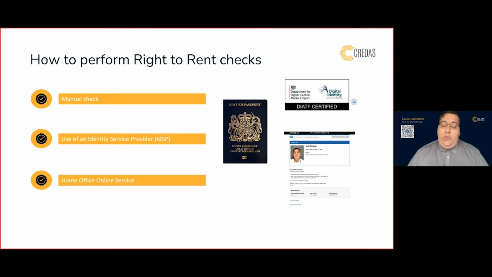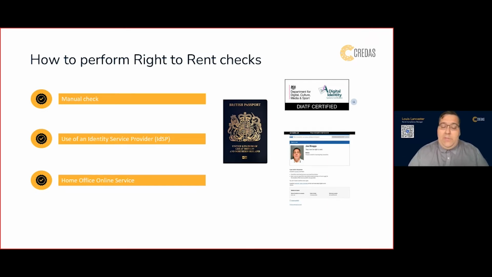The other one, which is new from the 6th of April this year, is the use of an identity service provider such as Credas. So where you're using an IDSP, as they're called, you can do this on British and Irish citizens. And basically they've said that if you use an IDSP in the correct way, which I'll go on to shortly, then you'll have that statutory excuse from any penalties.